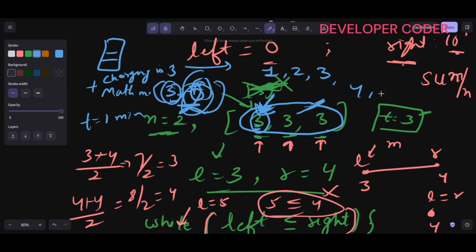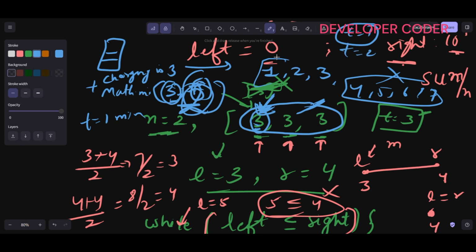But I can never consume 4, 5, 6, 7, right? I can never consume because charging is 3 only, right? So at t equal to 1, I can't consume complete 3, I can consume only 1. At t equal to 2, I can't consume complete 3, I can only consume 2 only. At t equal to 3, I can consume complete.